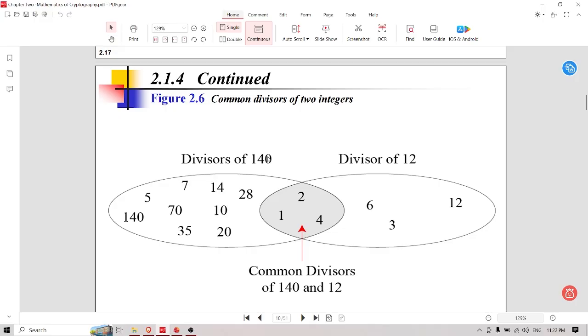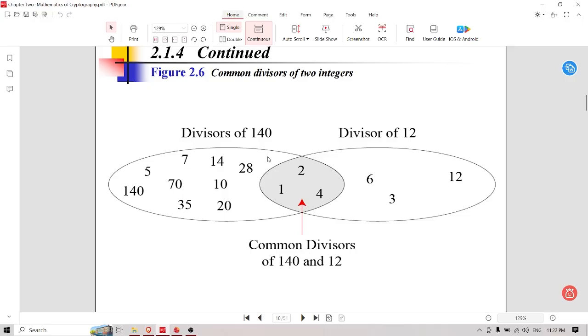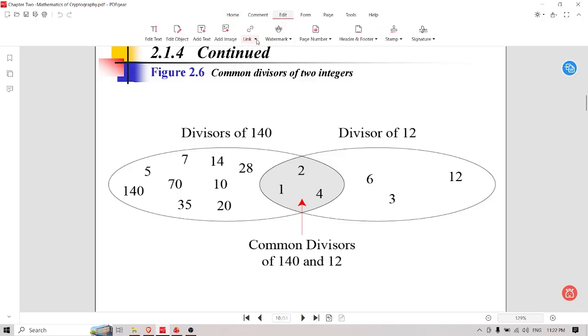If we divide 12 by 2, it would be 6. 12 divided by 4 would be 3, and 12 divided by 1 would be 12. Now, we will call this set, as it is shown in here, the common divisors for two numbers.